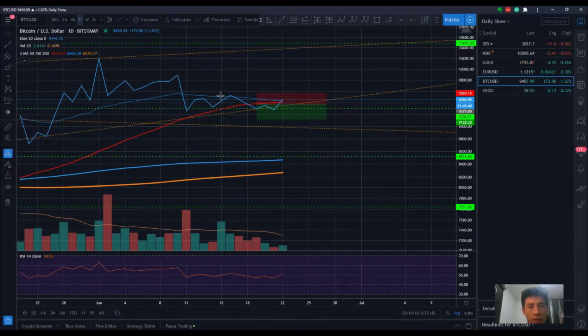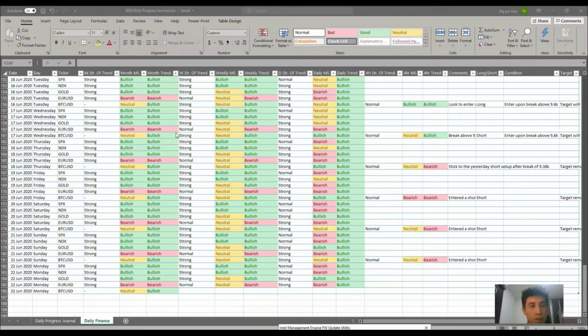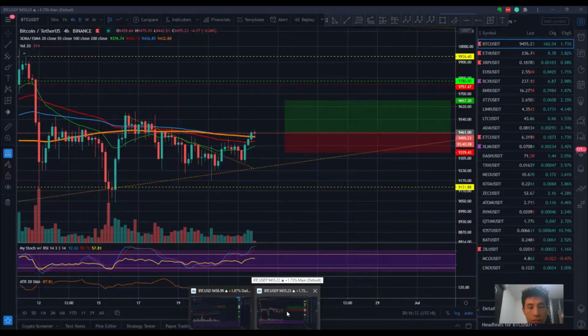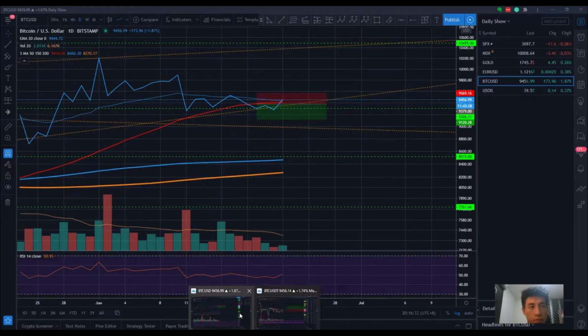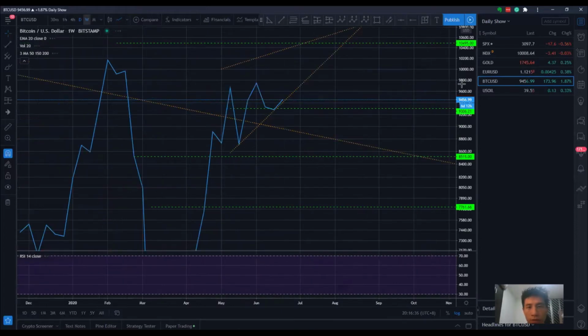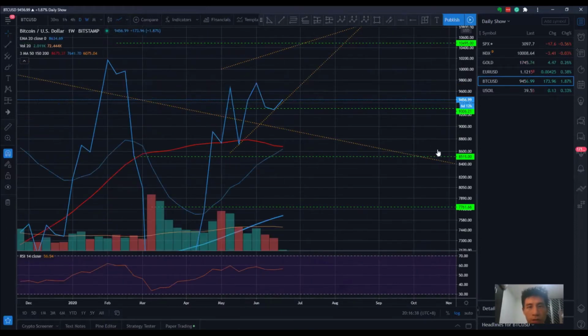In terms of daily market structure, what I see over here is a high, a lower high, a lower low. So in terms of the market structure, it's clearly, oh, let's update the weekly one actually. It's over here. So that is what I use for trading. This is what I use for the daily analysis.